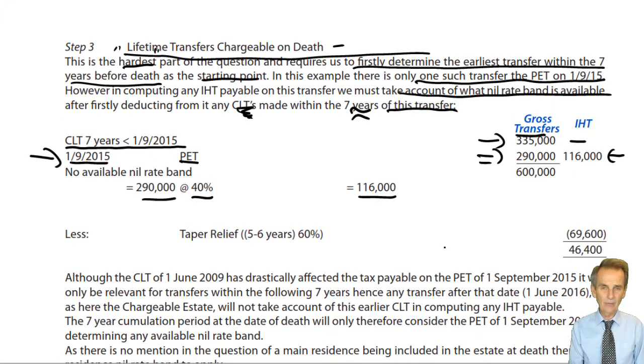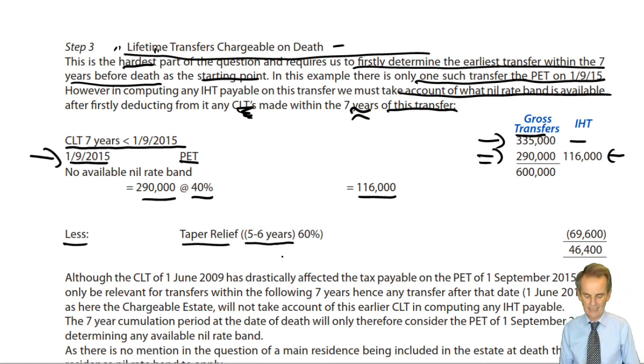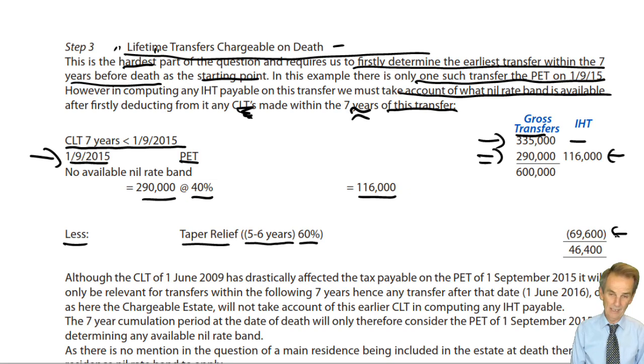However, given the distance from the date of the PET to the death of the taxpayer, it, though less than 7 years, is more than 3 years, we have available a deduction for taper relief. Again, hopefully I've done the correct calculations there, but check it through for yourself, that date of PET, September 15, is between 5 to 6 years from the date of death. That, therefore, creates a 60% taper relief. Again, check the numbers, deducted to give you, therefore, the amount of tax chargeable in relation to that PET as a result of the death of the taxpayer.